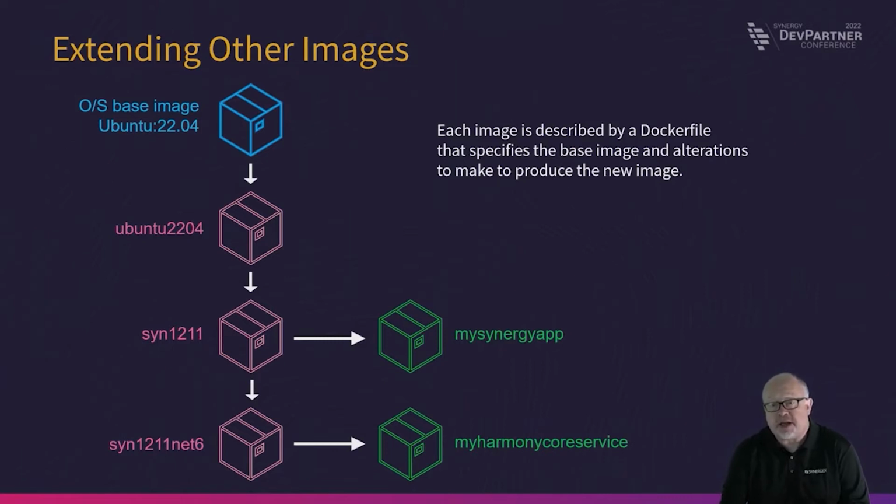In other cases, I might need an environment that not only has Synergy, but also has .NET 6 installed. So the Syn1211 .NET 6 container inherits from Syn1211 and adds .NET 6 and other related tools. I can then inherit from that to make an image to host one of my .NET 6 applications.